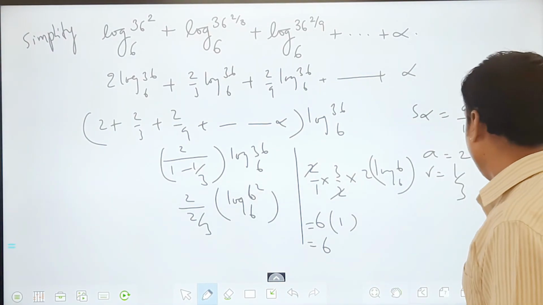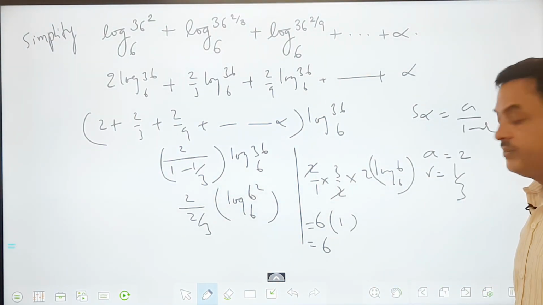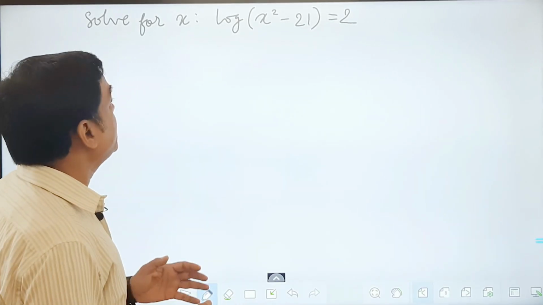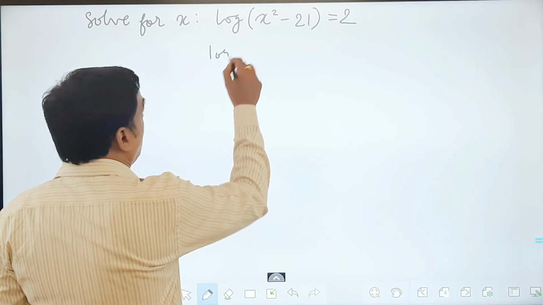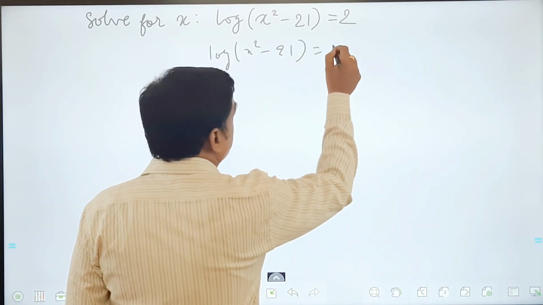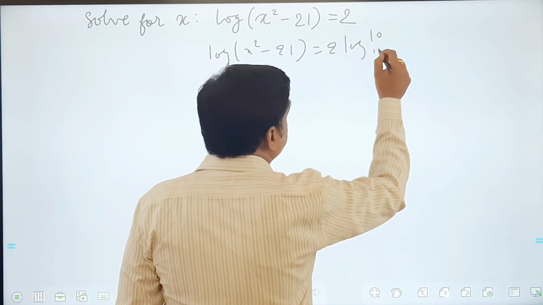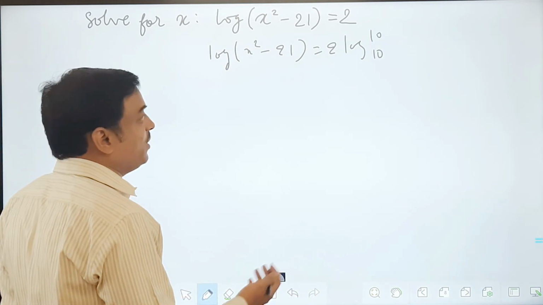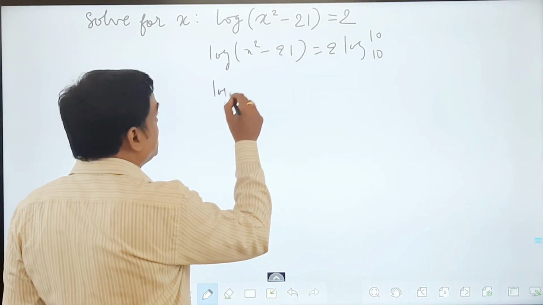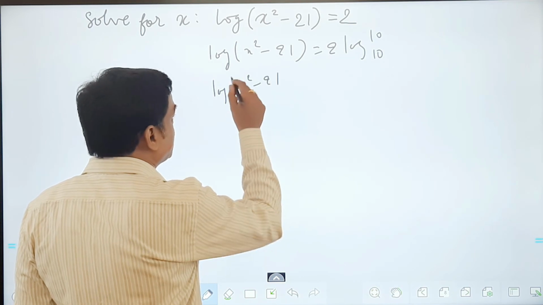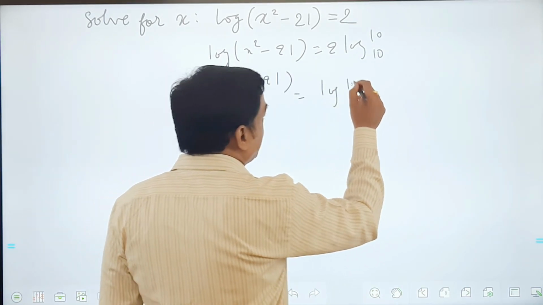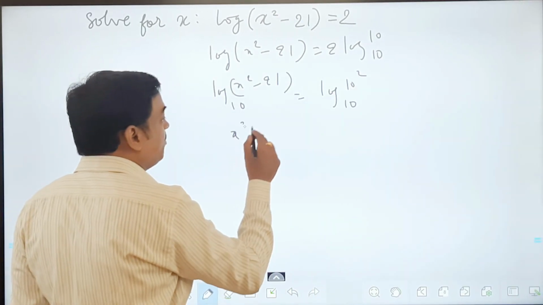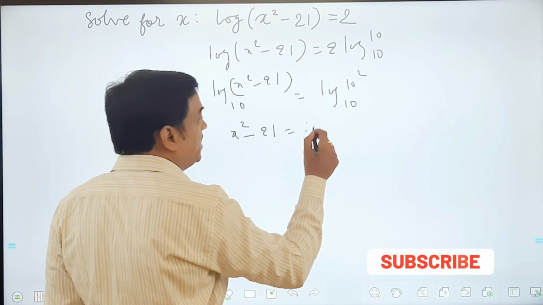So now let us see, all of you, the next question here. So let's see now, solve for x. Very simple question here. Log of x square minus 21 is equal to 2. Can I write log 10 base 10 over here? Because 2 into 1 is nothing but, by default the base is 10. We all know that, right? So this can be taken as log of x square minus 21 base 10 is equal to log 10 square base 10. Now both the sides the log is base 10. I can remove them and I can simply say x square minus 21 is equal to 100.